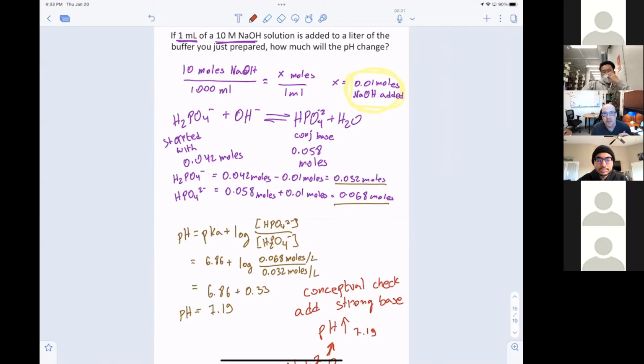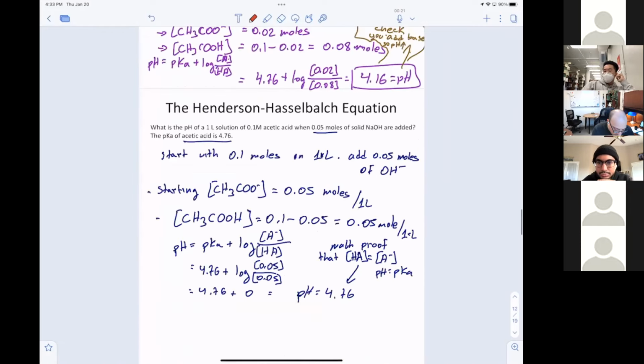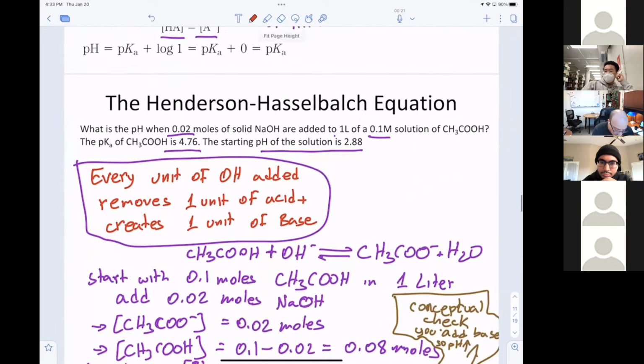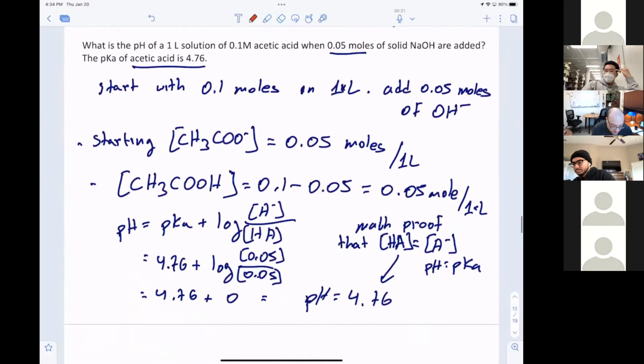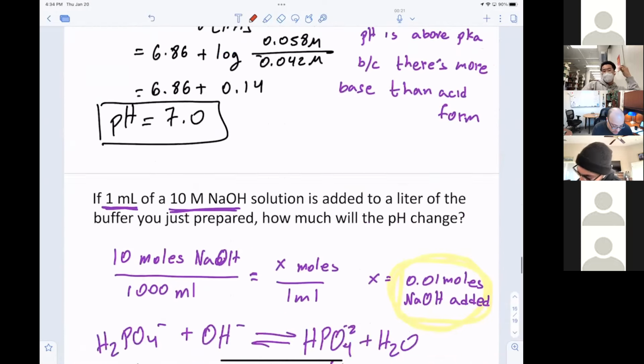I would add that the reason it happens is that the weak acid will want to satisfy its equilibrium, its pKa. Remember, every time you see this type of question, that's going to be your guiding principle: every unit of OH added, remove one unit of acid, create one unit of base. Just remember that, and once you put it together, it's all going to make sense.